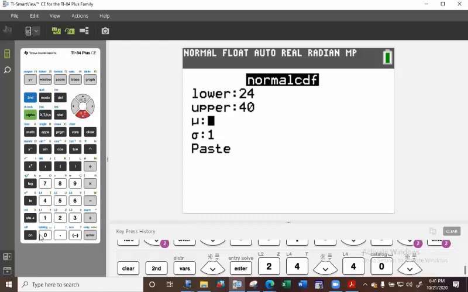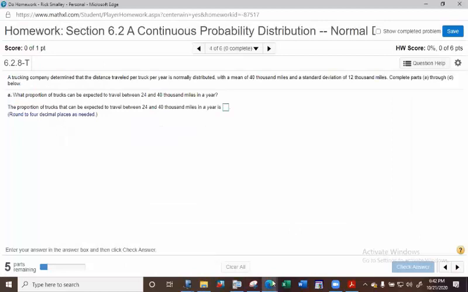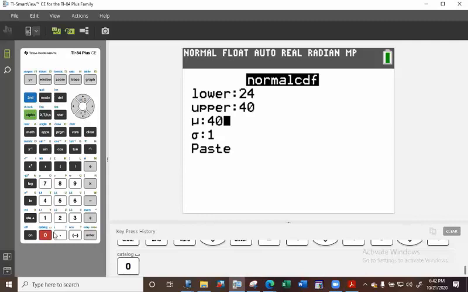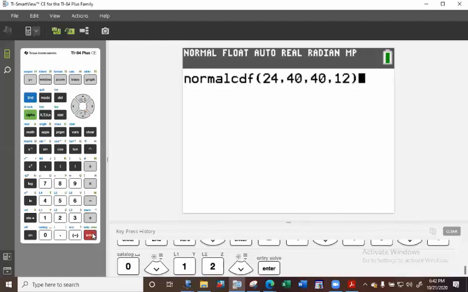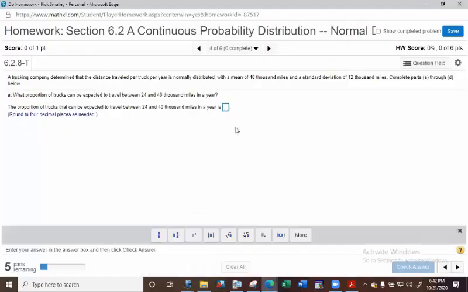The mean happens to be 40, that's delightful. And darn it, I already forgot the standard deviation. 12. All right, this should do it perfectly. Lower, upper, mean, standard deviation. I'm going to go with 0.4088. Got it.